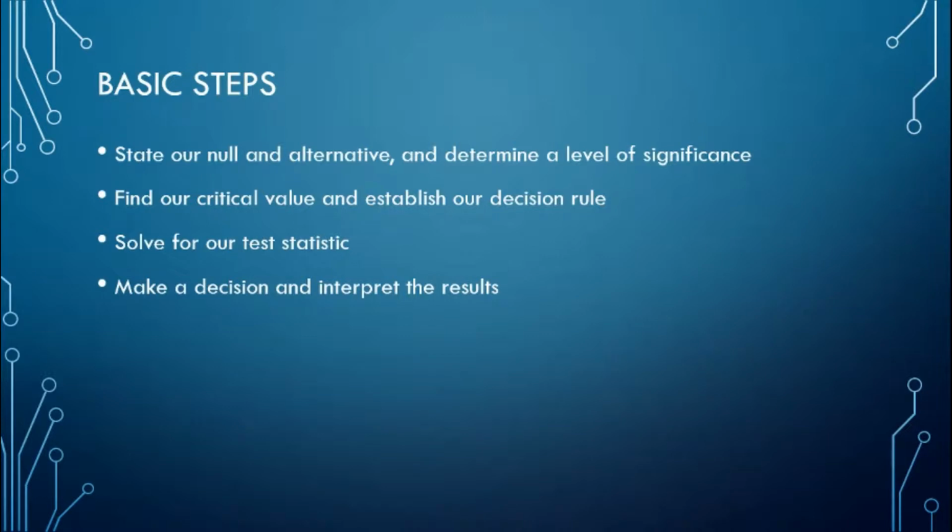Our basic steps to perform this test remain the same as most tests we've seen so far. We start by stating our null and alternative and determining a level of significance. Then, we'll find our critical value and use that to formulate the decision rule. Next, we'll solve for our test statistic, and finally, we'll evaluate it with our decision rule and interpret what the results mean. To help demonstrate from here, we'll use a follow-along example.